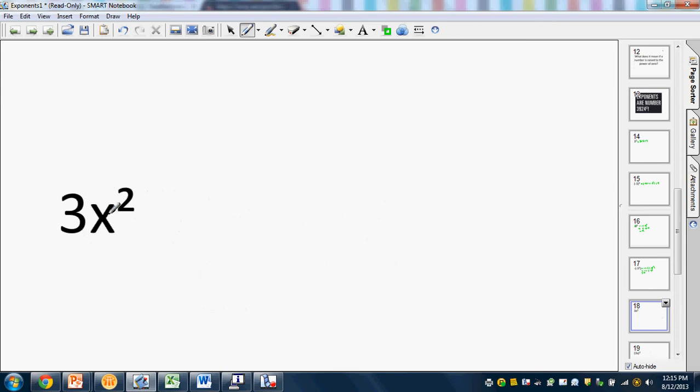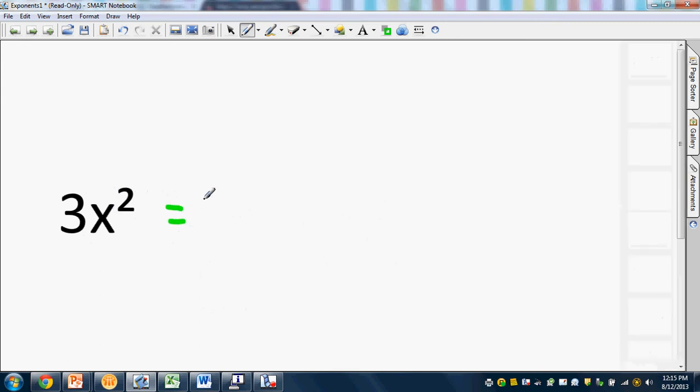Here, the 2 is only with the x. So this in expanded form is 3 times x times x. Only the x is squared, and there's no values for x that we're plugging in. So there's nothing else we can do with this. I just want to make sure that you understand that when you're squaring it, you're only squaring the x. You're not squaring the 3 as well.